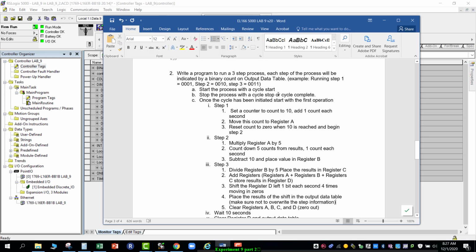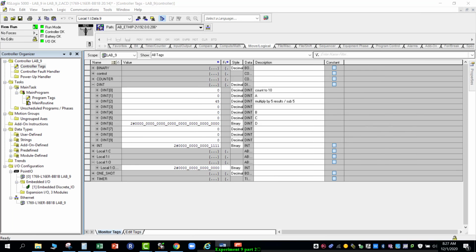So again, here we have that cycle start. You can see here, all I did for my cycle start is I used an integer word. I put in some other test bits in here so I could disable other pieces of my logic. This is my start bit, and I put a one-shot in front of it, so if I leave it on, it doesn't continuously run. So when I start my system, it's just a simple seal-in start circuit. That's pretty straightforward.